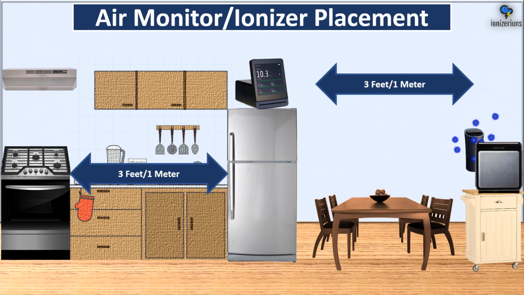Air monitor and ionizer placement. Generally speaking, you want to keep each device about 3 feet, 1 meter, from each other. If your air quality monitor is too close to your kitchen appliance or to your ionizer, the numbers may not be accurate. Panasonic ionizers also say directly in their manual, do not place within 1 meter of the kitchen stove because there are too many particles and air pollutants in that concentrated area. So that's something to be aware of. This image is just an example. Obviously every home is different, but you want to keep these devices just a little bit away from each other.